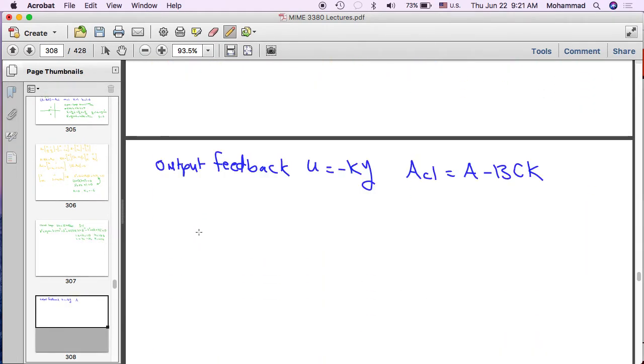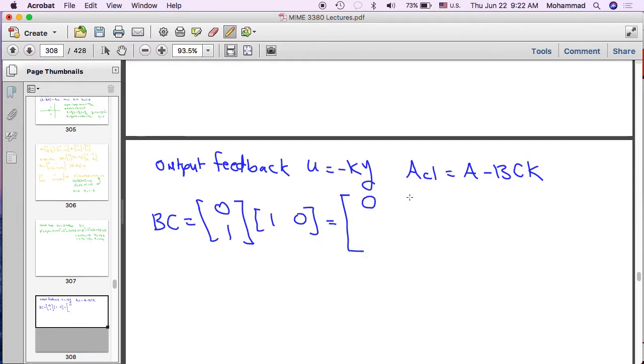So let's go ahead and calculate B times C first. So B times C is [0, 1] times, if the output of the system is the displacement, C is going to be [1, 0]. So that gives you [0, 0; 1, 0]. So B times C times K then becomes [0, 0; K, 0].